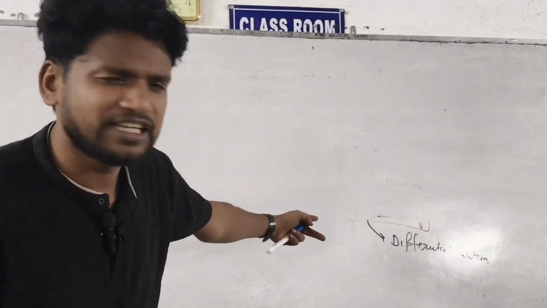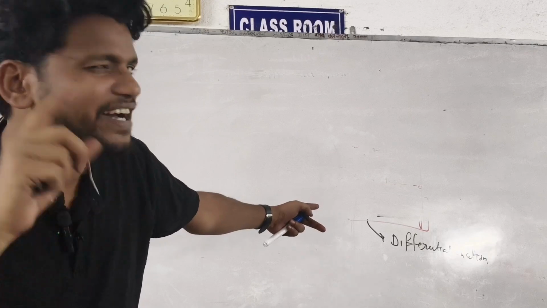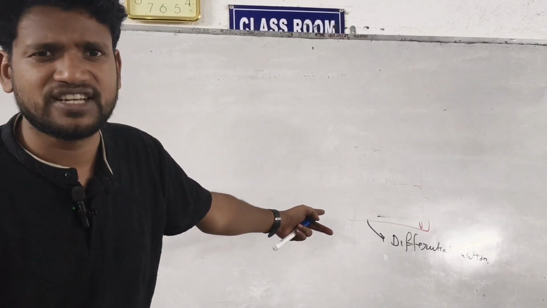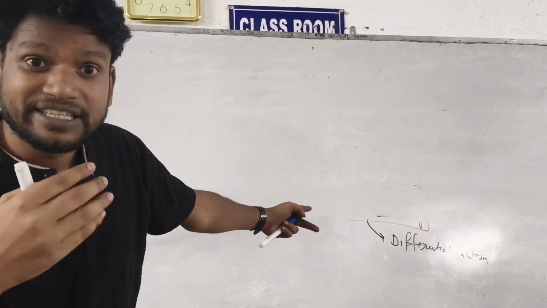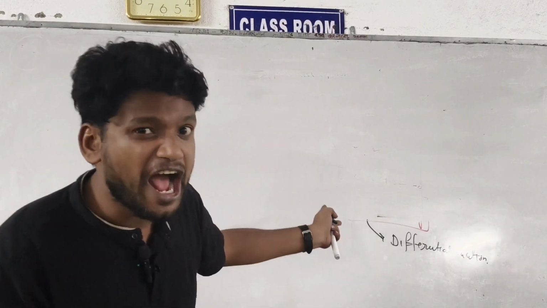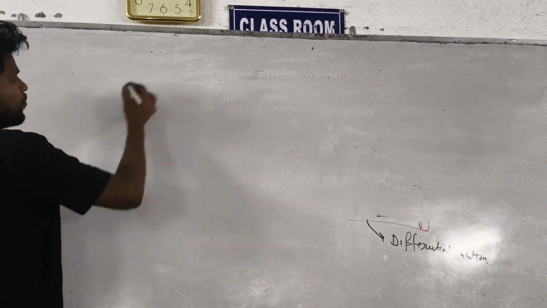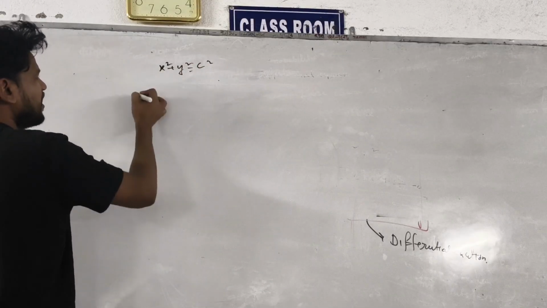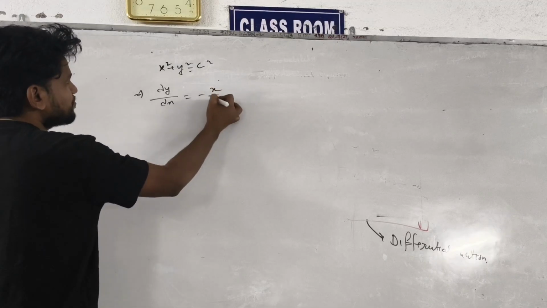A relation between x, y, and at least one differential is called a differential equation. But then they do not discuss the history of differential equations. This is the history I have discussed here. At first, when I write x square plus y square equals c square, the differential equation is dy by dx equals minus x by y.